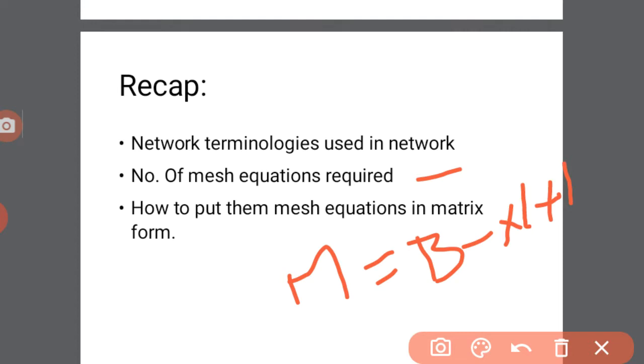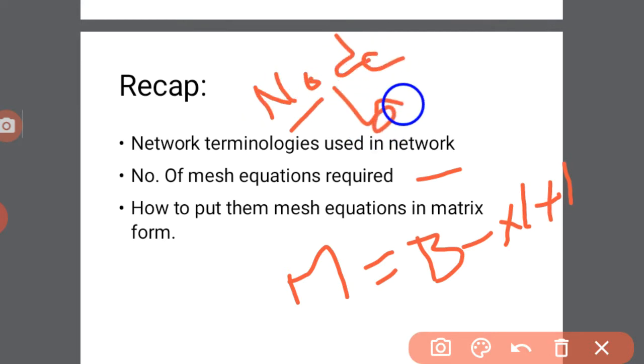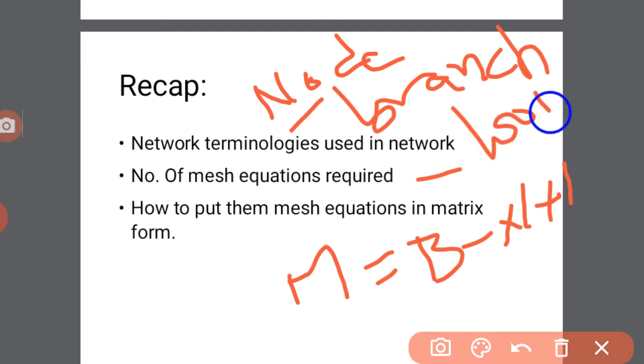So in network terminology, what is a node? What is a branch? What is a loop? These are some of the terminologies related to the mesh. This is what we discussed in our last class.